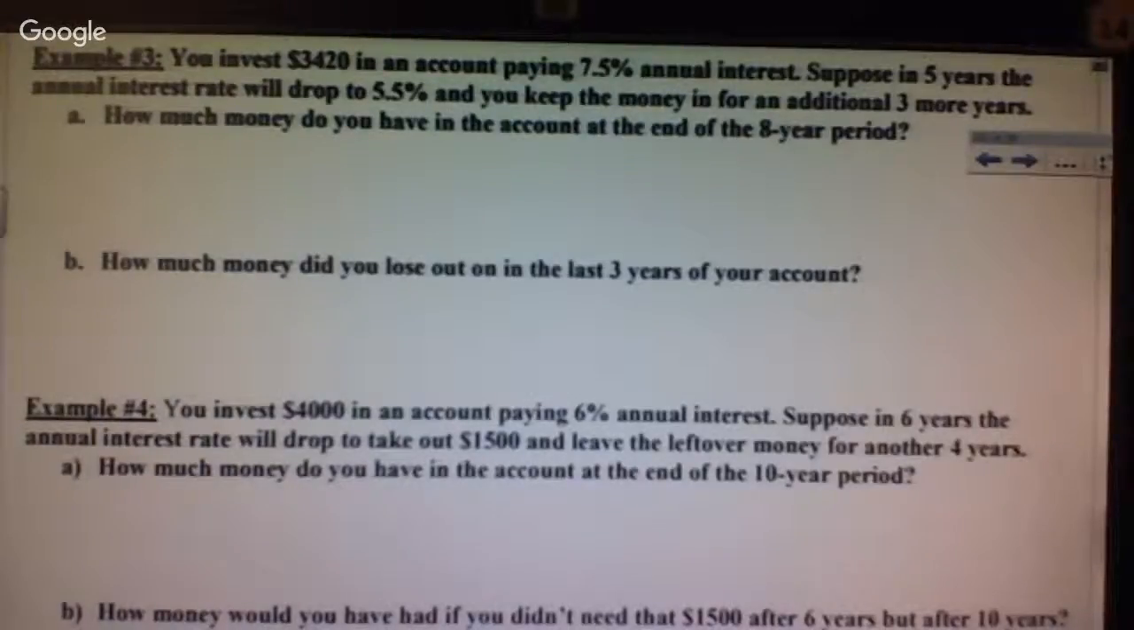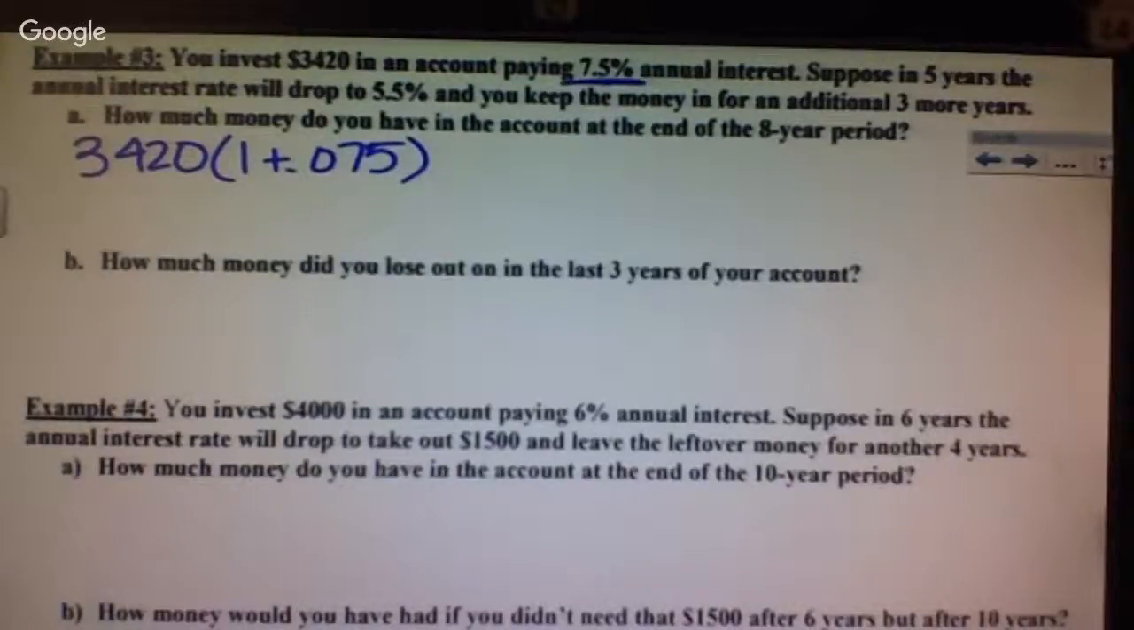I have no idea. 3420. Okay, so I've got to start out with 34.20, that's what I put in, times 1 plus. What interest rate am I starting with? 0.075. I'm starting with this one. Well, how long is it going to be at that interest rate for? 5 years. So I need to handle that first. This one's going to kind of be a 2-parter. 4909.85.